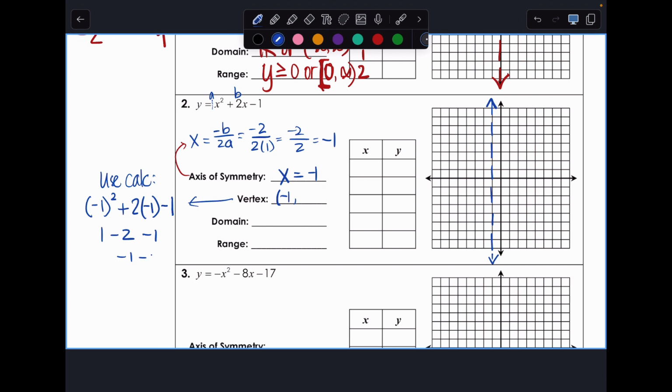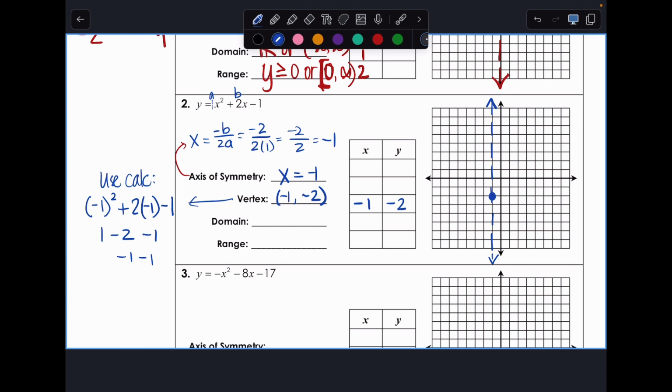I got negative 2. No? Someone said 2, so I was just checking. So -1, -2 should be written in the center of my table. -1, -2, right here. This is my vertex. Okay. Then I pick a number 2 before and 2 after.